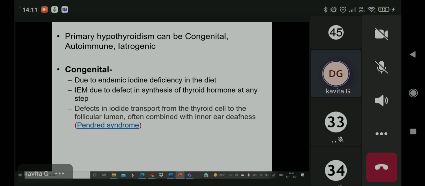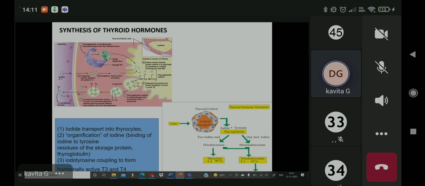Now, this I've put as some sort of an MCQ for you guys, Pendred syndrome. When there is a defect in iodide being transported from the thyroid cell to the follicular lumen, along with inner ear deafness, it is called Pendred's syndrome. So now let's look at the synthesis of the thyroid hormones.